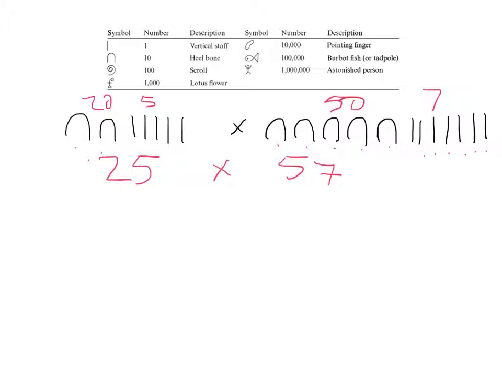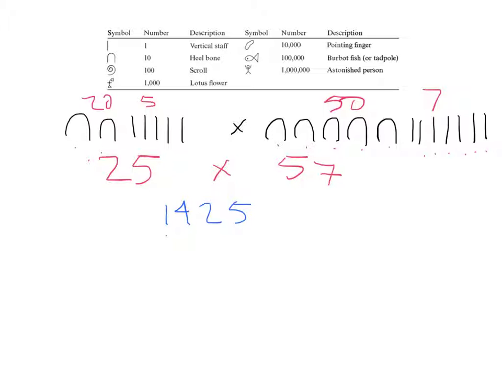So 25 times 57, you're allowed to use a calculator. That is 1,425. Alright, so now with that's our answer, that's how we know it, but if we wanted to tell the Egyptians, for some reason we are in a time machine, we need to tell them that. So we got to translate back.